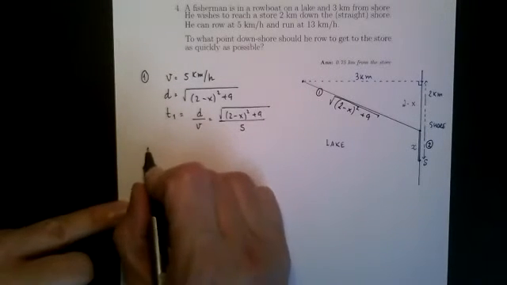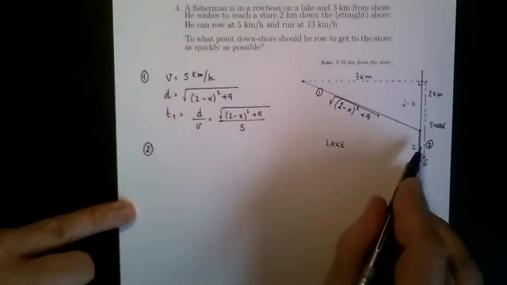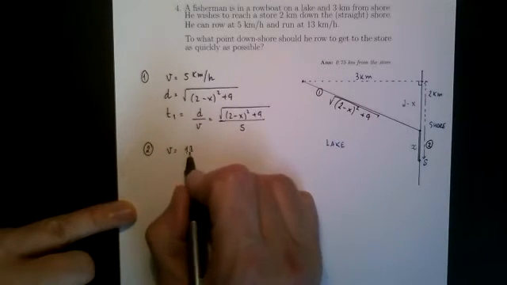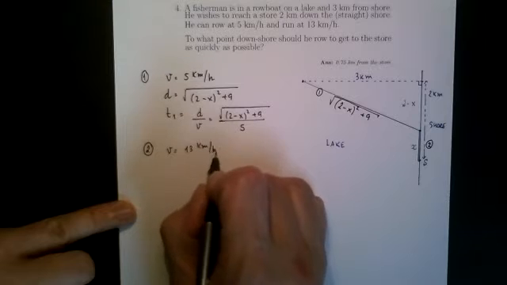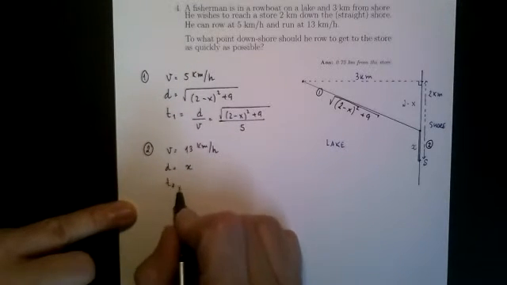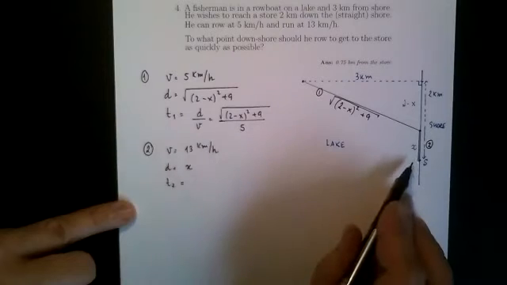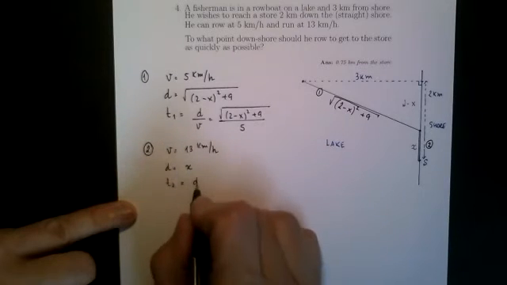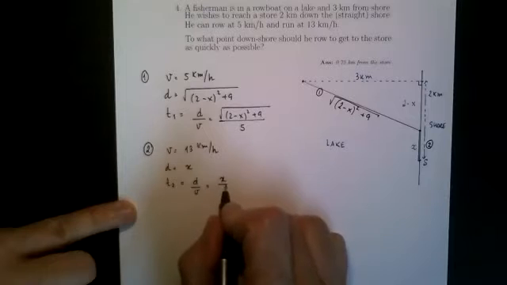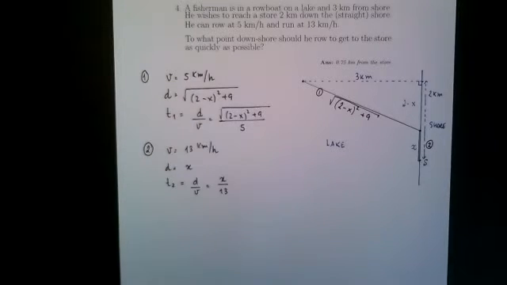All right, second part, so velocity is now 13 kilometers per hour. The distance is now x, and so the time t2 is going to be, again, d over v. So that's going to be x over 13. Okay, any questions?